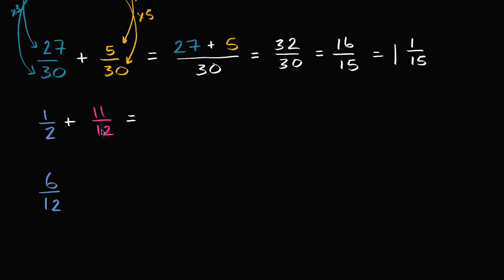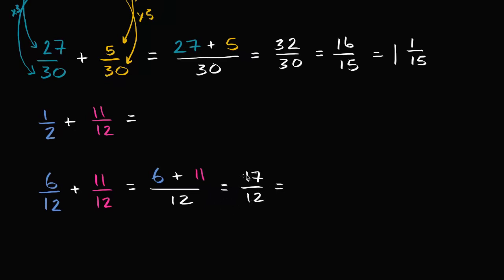And how would we write 11/12 as something over 12? Well, it's already written as something over 12. 11/12 already has 12 in the denominator, so we don't have to change that. 11/12, and now we're ready to add. So this is going to be equal to 6 plus 11 over 12. We have 6 twelfths plus 11 twelfths is going to be 6 plus 11 over 12, which is equal to 6 plus 11 is 17 twelfths.